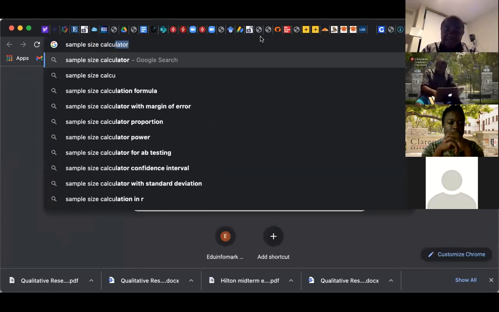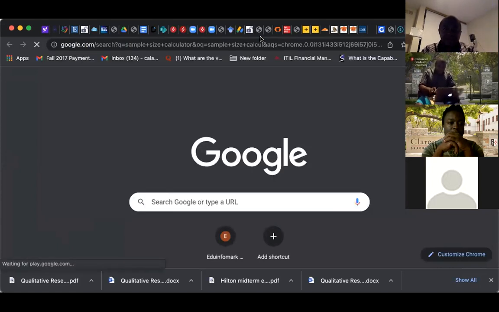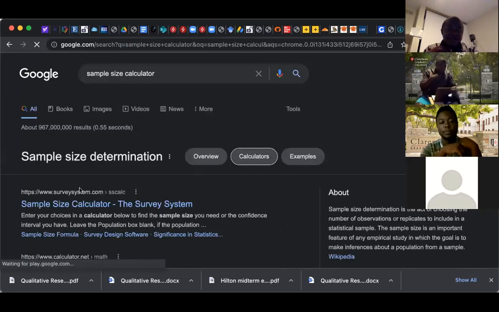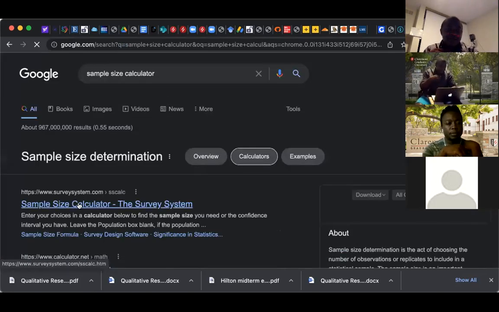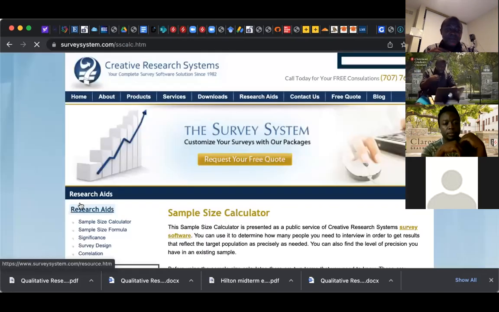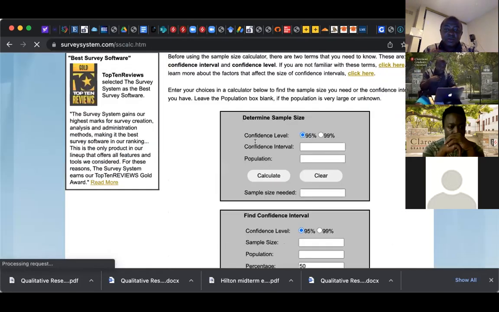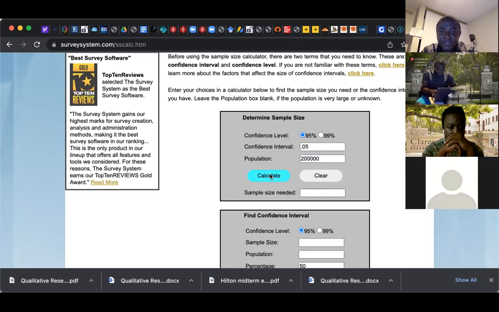You don't need to do all these things in the qual, because you don't have that time. Look at the sample size calculator, survey system. If you are doing an actual research, you just work on this. First of all, you choose the confidence interval, which is very, very important. Then choose a population. Let's say our confidence level is 0.05 margin of error. The population is, let's say, 200,000 teachers.